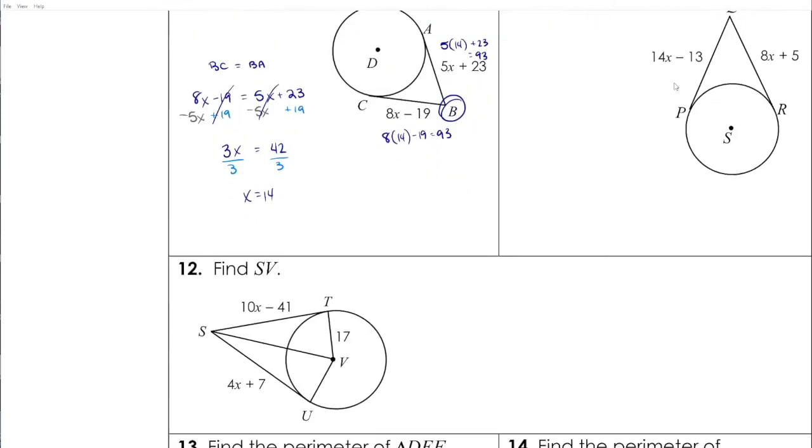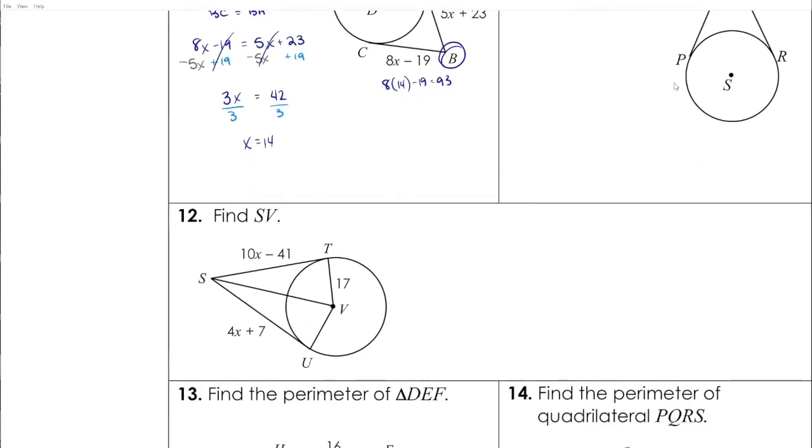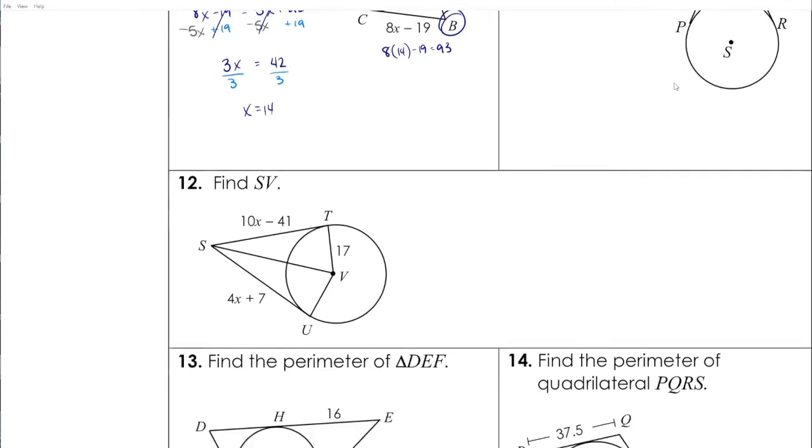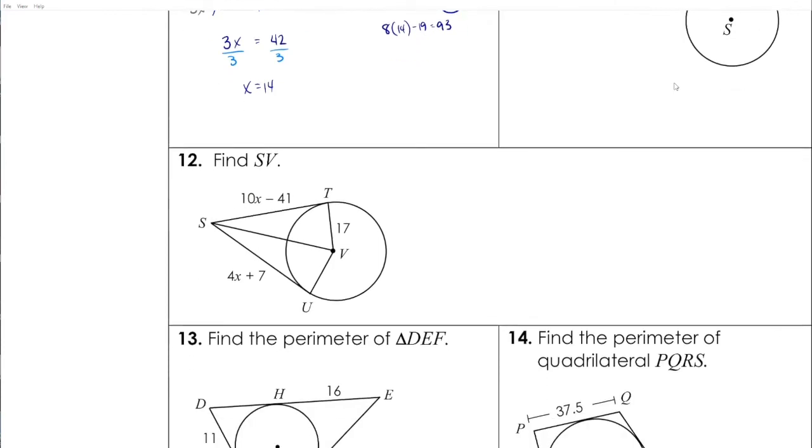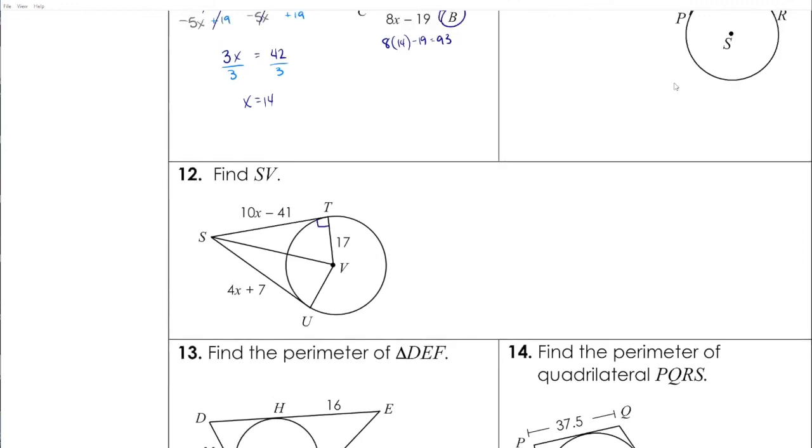Let's come straight down to 12. 12 wants us to find the length of SV. I like 12 a lot because 12 makes us do two things. We first need to find X. And we've got to find X first. And then we're going to use what we were doing on the first page to find the measure of SV. So we know these are tangent because they said assume they're tangent. If they don't tell us that, we can't assume it.